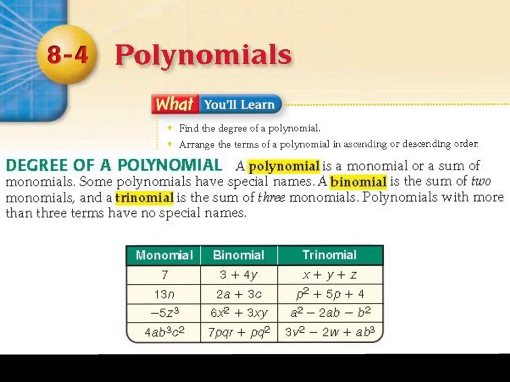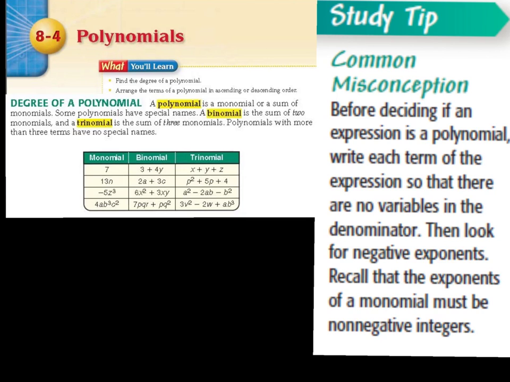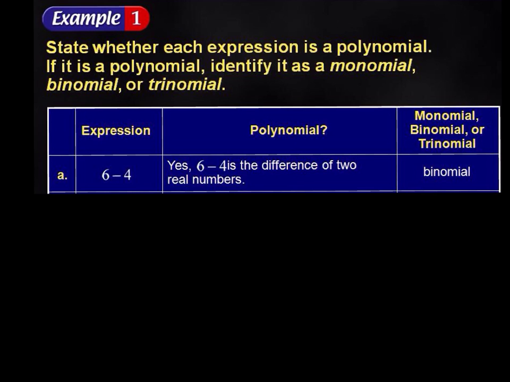A binomial is the sum of two monomials. A trinomial is the sum of three monomials. Polynomials with more than three terms have no special names. Before deciding if an expression is a polynomial, write each term of the expression so that there are no variables in the denominator. Then look for negative exponents. Recall that the exponents of a monomial must be non-negative integers.